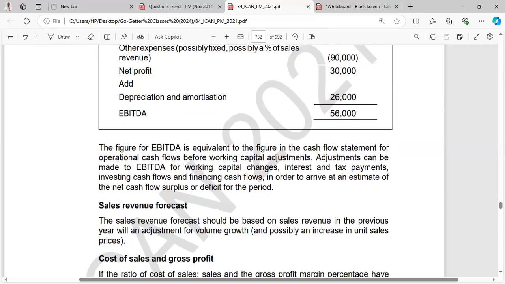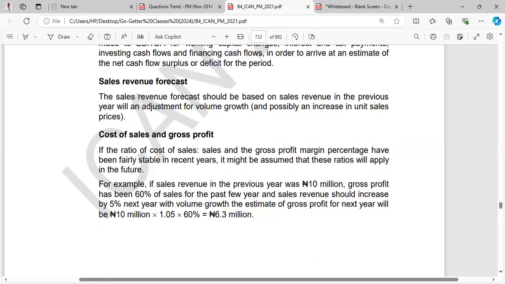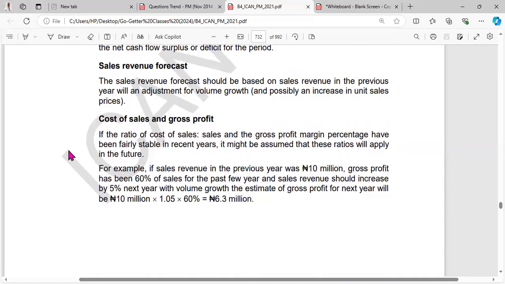Now, sales revenue forecast. It says the sales revenue forecast should be based on sales volume in the previous year, and there will be adjustment for sales volume growth. So you have your sales volume, you have your sales in the previous year. You can forecast that you may want to make a 5% increase in volume.